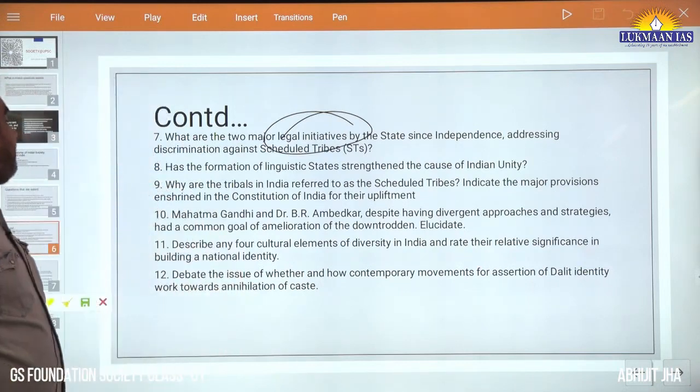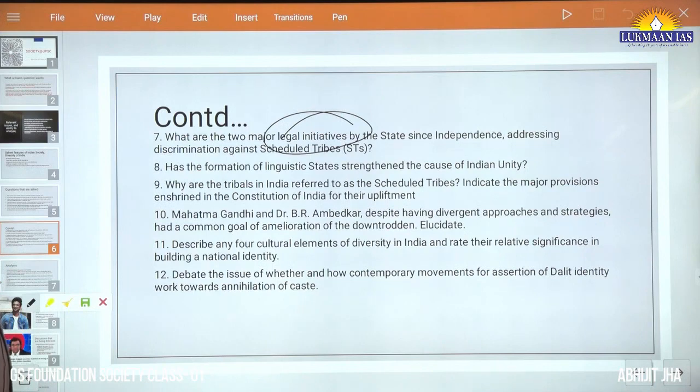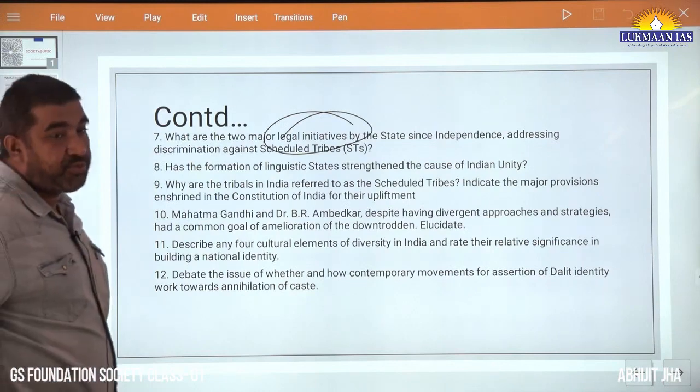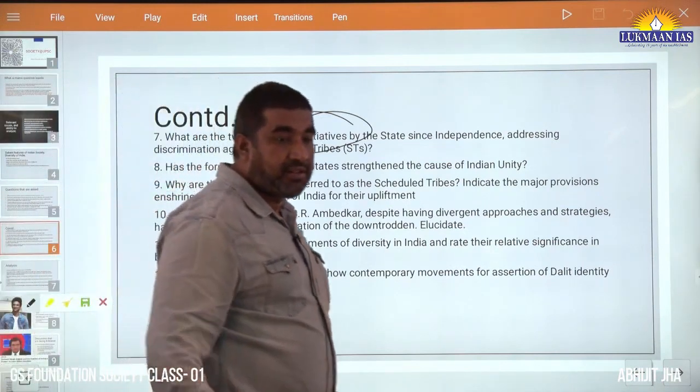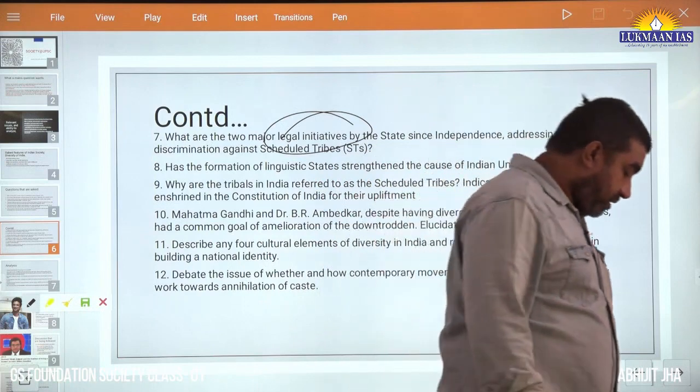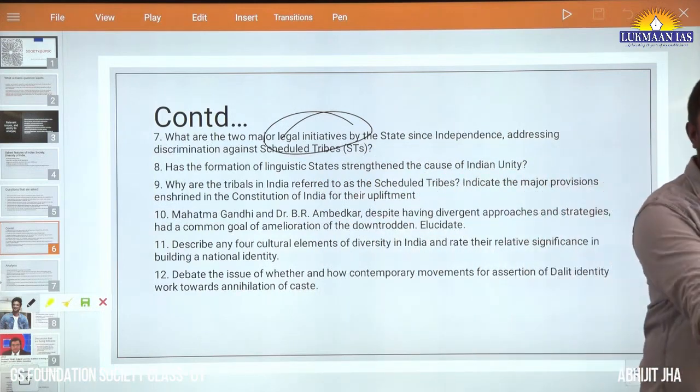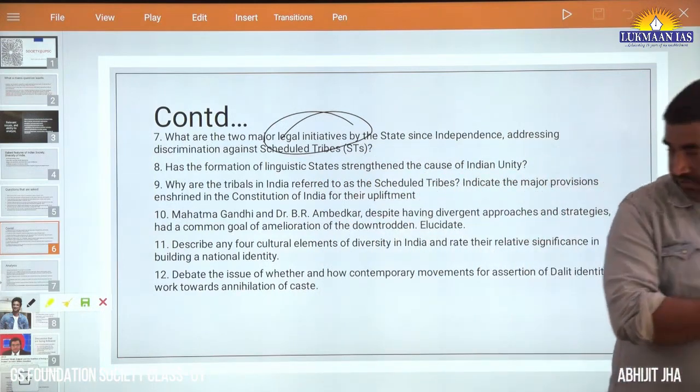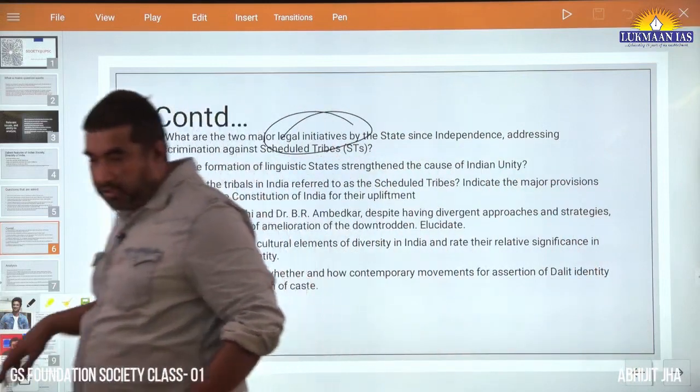Describe any four cultural elements of diversity in India and rate their significance in building a national identity. Debate the issues of whether and how contemporary movements for assertion of Dalit identity work towards the annihilation of the caste. Why? Are you facing any problem in saying the question? Should I?